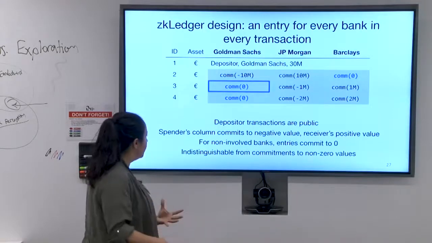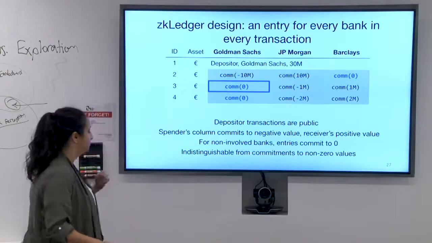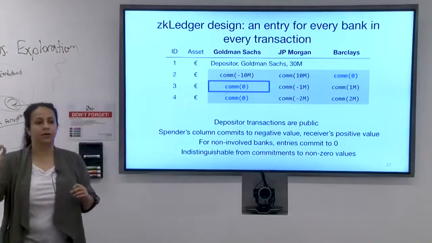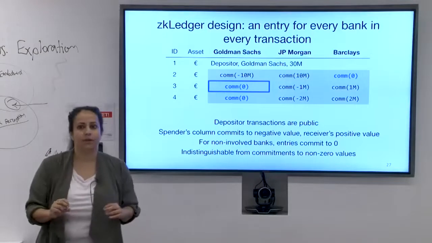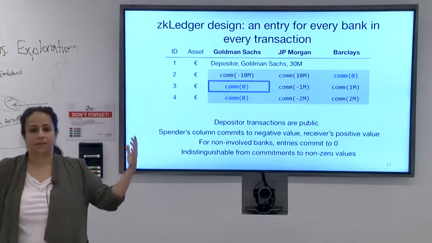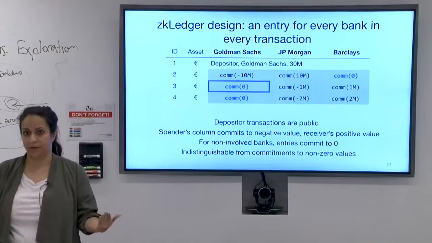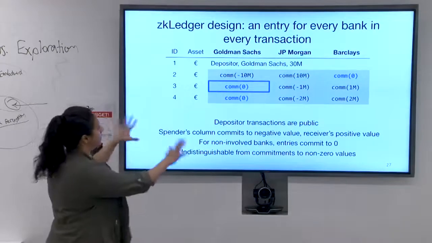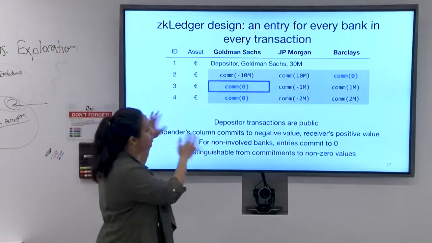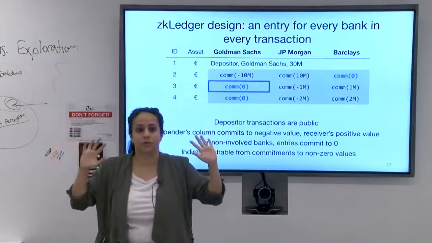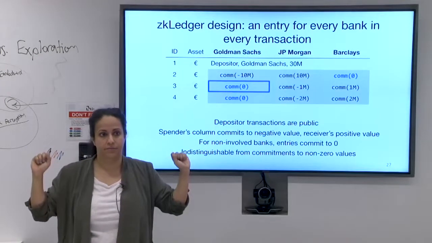And again, for non-involved banks, entries commit to 0. But one thing I want to stress, commitments to 0 are completely indistinguishable from commitments to any other value. And commitments to negative values are indistinguishable from commitments to positive values. So someone looking at this, just looking at these commitments posted to the ledger, has no idea which ones are zeros and which ones are negative and which ones are positive.